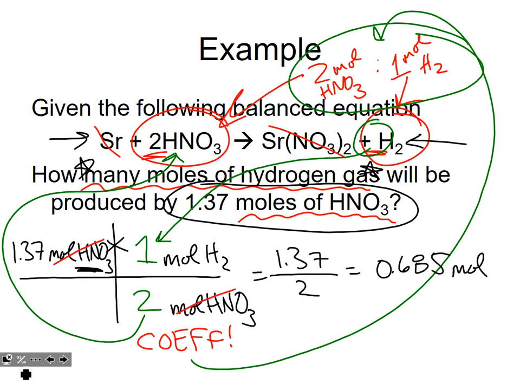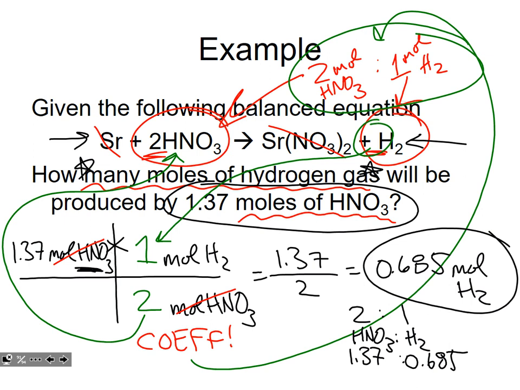0.685 moles of H2, which is actually keeping the 2 to 1 ratio of nitric acid to H2 intact, because starting with 1.37 moles gives us 0.685 moles of hydrogen gas at the end.